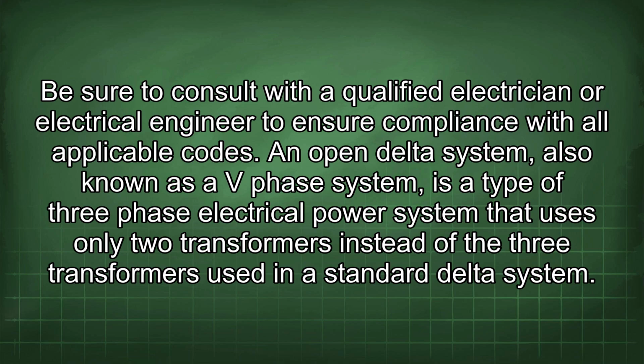An open delta system, also known as a V-phase system, is a type of three-phase electrical power system that uses only 2 transformers instead of the 3 transformers used in a standard delta system.